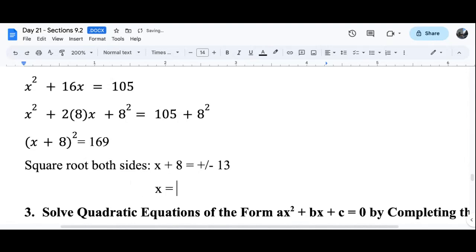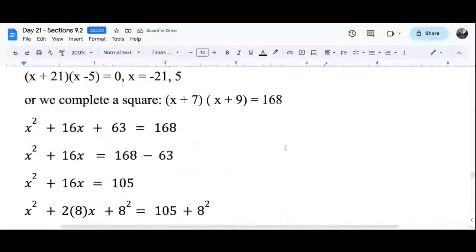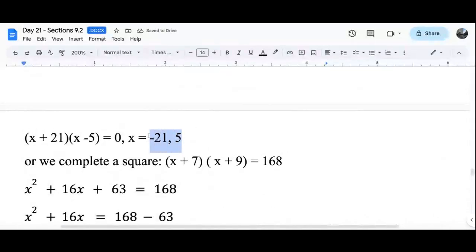So x equals positive 13 minus 8, which is 5. Negative 13 minus 8, which is negative 21. Right, we have two solutions, and these two solutions are exactly the same as when we do factoring.